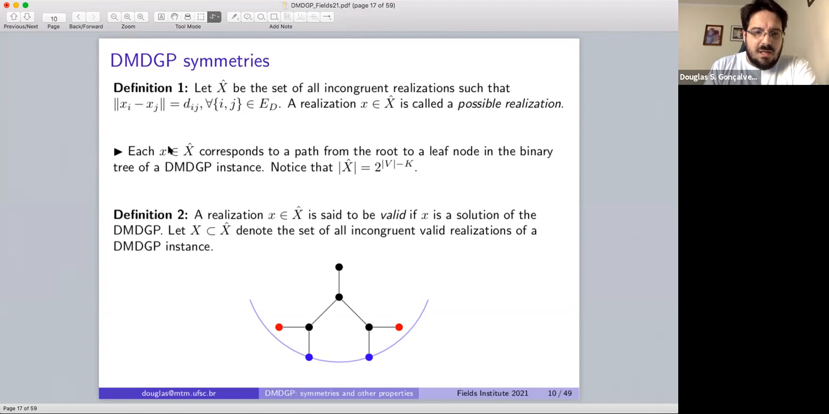We have a subset of X hat, which is the set of valid realizations. I mean, the set of solutions for the DMGP problem. And so here in this example, we have this realization on the left, and also this realization here on the right. And as I said before, they are reflections of each other through the hyperplane passing by X1 and X2, the first initial positions.